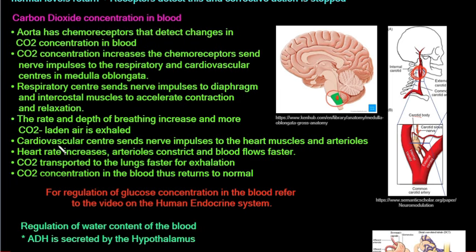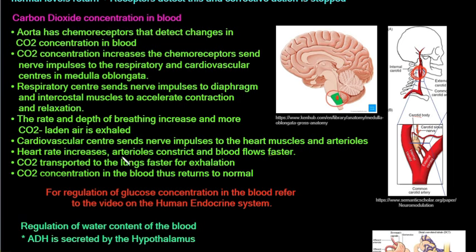exhaled. So the cardiovascular center sends nerve impulses to the heart muscles and the arterioles. So the heart rate will also increase, the arterioles constrict and blood flows faster. CO2 is transported to the lungs faster for exhalation, and CO2 concentration in the blood thus returns to normal.